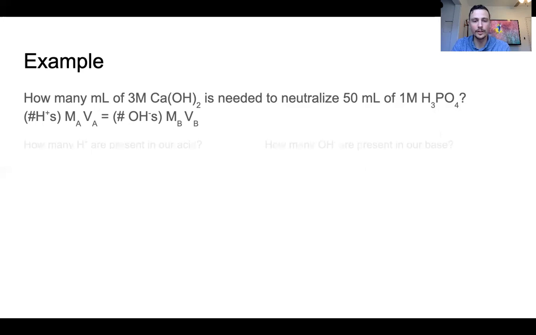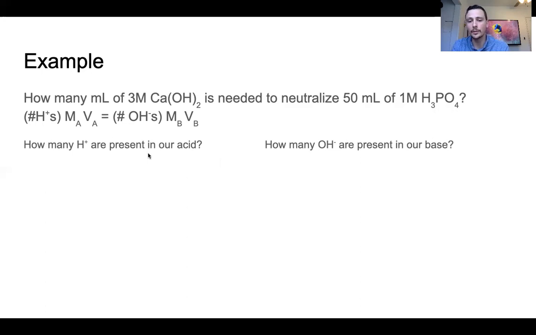First thing we're going to identify is how many acidic hydrogens are present and how many hydroxides are present. Pause the video, give yourself a second to do this. All right, so if we look at our acid, we have 3 hydrogens out front. Those are our acidic hydrogens. So the number of hydrogens would be 3. And the number of hydroxides in our base would be 2, right? Because we have 2 hydroxides for every 1 formula unit right here.